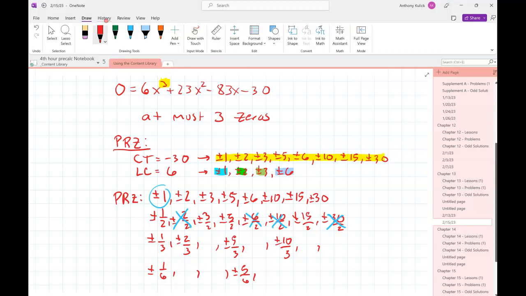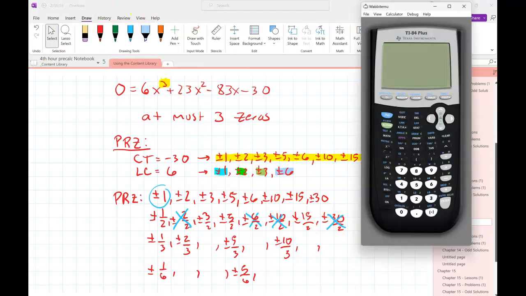Tell me, Mr. Kulik, please tell me that I can make the odds better than 1 in 12. Because I think that stinks. Don't you? Yeah. Here's how we can improve our odds. I can graph this and take a look. Because what's the same as the zeros on the graph? The x-intercepts.